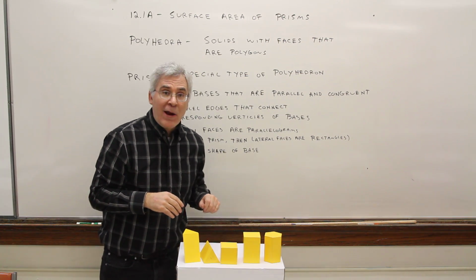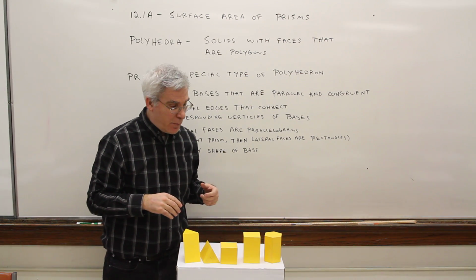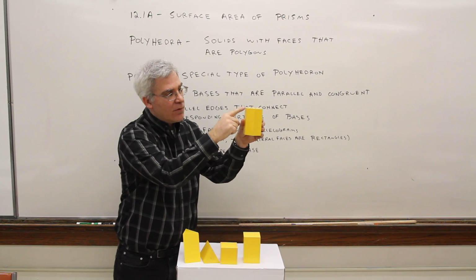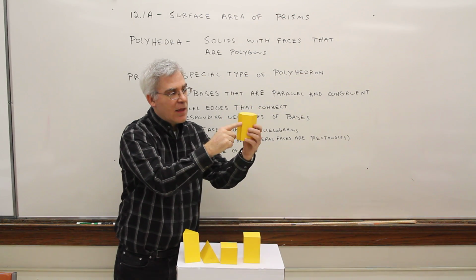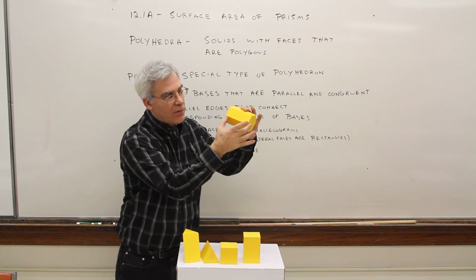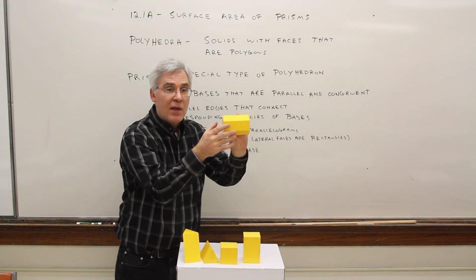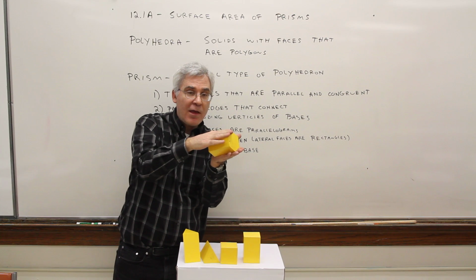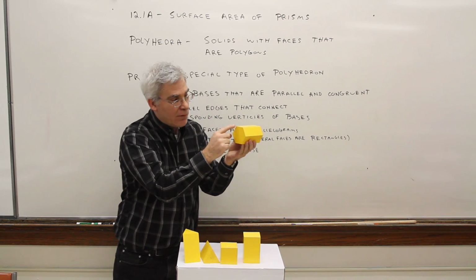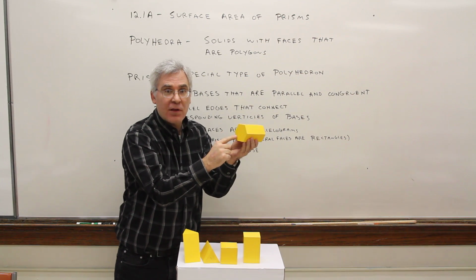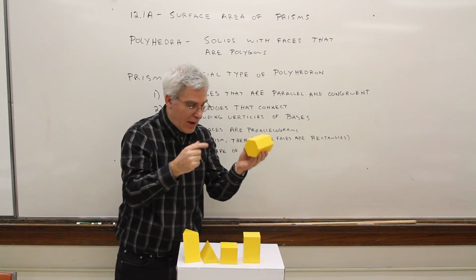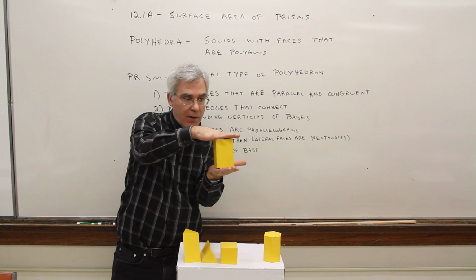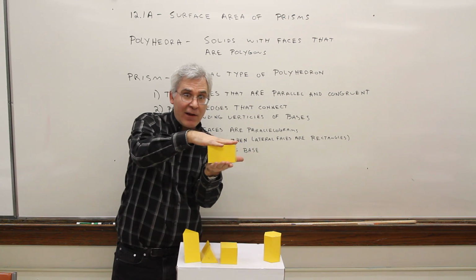Item number two, parallel edges that connect corresponding vertices of the bases. So for example, over here, these are the bases. Notice that these are all parallel edges and they connect corresponding points of the bases. Keep in mind, these two faces right here are parallel and congruent. However, they can't be called bases because there's not those parallel edges connecting various parts of the bases. Over here, notice I could have a square base or I could have a rectangular base, and then I'll change the name.